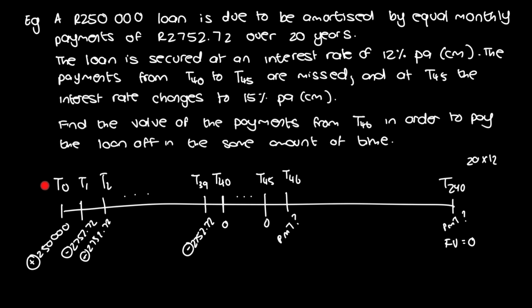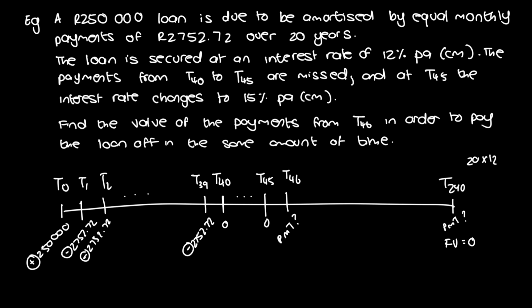So once again, T0 to T240. We have the positive 250,000 in the front there. Then we're going to have the monthly payments of 2,752 Rand and 72 cents, continuing until T39. Then at T40 to T45, we have no payments happening. And then at T46, we have a new payment occurring. What I haven't filled in on this timeline yet is the interest rates.